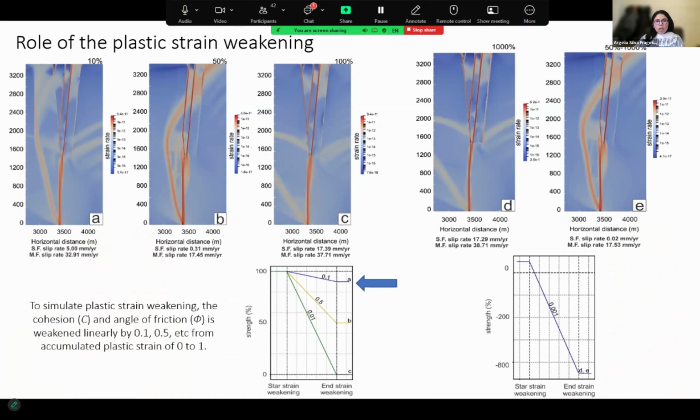So to conclude, I'm going to get back a little bit to something that I think is so important to mention. Additional to the analysis of the stress source that I looked at firstly to concentrate the deformation along the faults, one important factor that I considered was the degree to which I weakened all the faults. To simulate the plastic strain weakening, I linearly weakened the cohesion and the friction angles of the rocks, accumulating a plastic strain from 0 to 1.